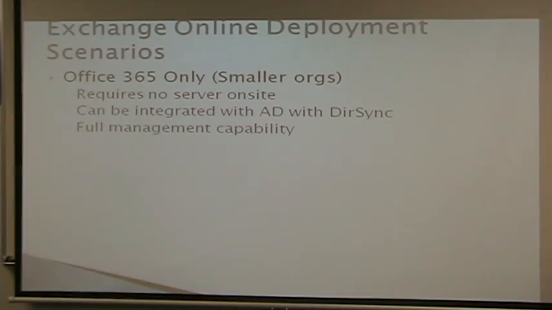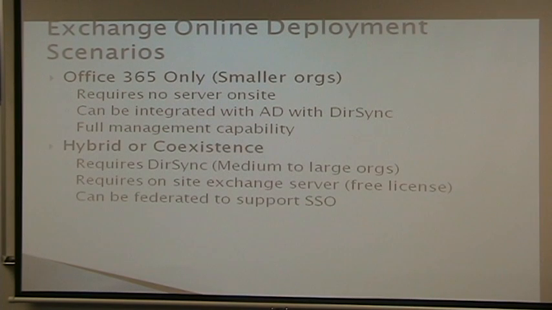The deployment scenarios. I'm just touching back on what I've already said, just to summarize. Your Office 365 only is for your smaller organizations, and doesn't require a server on site. It can be integrated with Active Directory and Directory Sync if there's another server on site. You do get full management capability, so they're not limited in that respect. Hybrid or coexistence requires directory sync. There are no options. If they have local resources, you have to have it. There's just no other option.